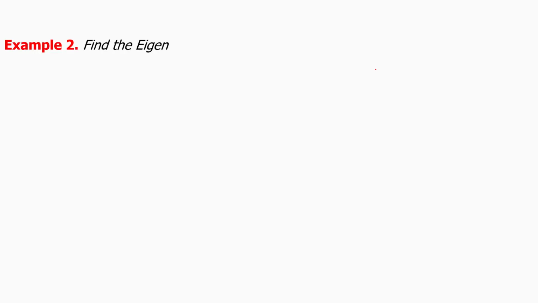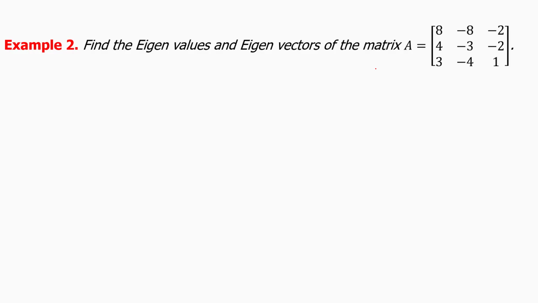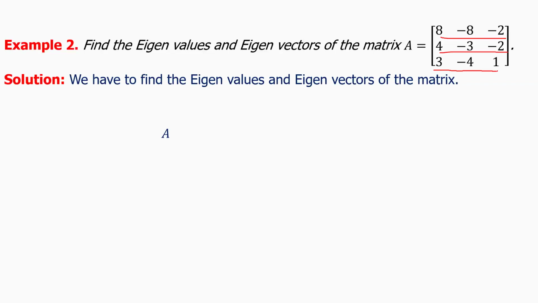In this lecture, we find the eigenvalues and eigenvectors of a matrix whose order is 3. We have to find out the eigenvalues and eigenvectors of the matrix A, which is equal to [8, -8, -2; 4, -3, -2; 3, -4, 1].